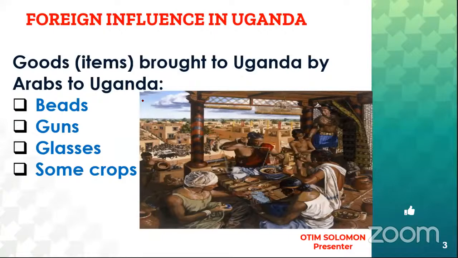I want you to take note of the pictures that you see there. Okay? You can see the business art has come. Instead of barter trade, we now see weighing and measurements taking place. So basically, the Arabs improved the existing trade that we had. And so the items they brought to Uganda, we have seen them.